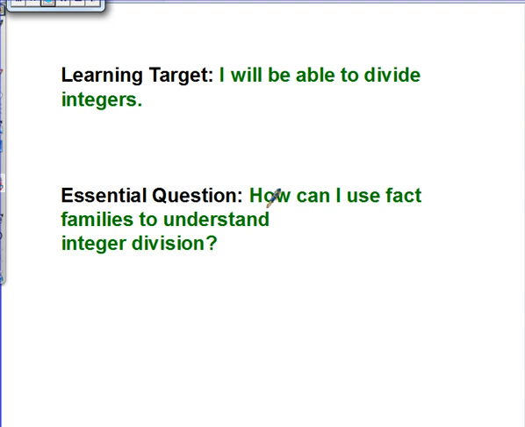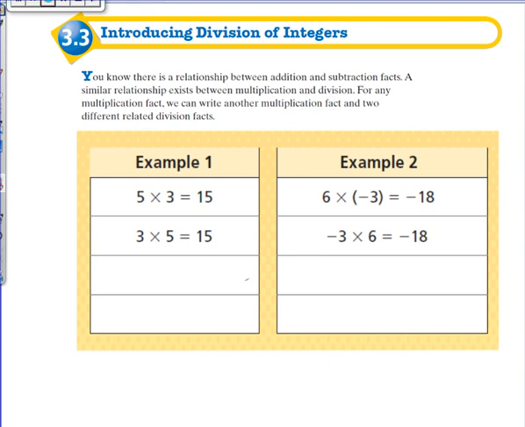Okay, welcome back. Like I said, we're going to be dividing integers, and just like we did with addition and subtraction, we're going to be using fact families to understand the relationship between multiplication and division. You know that there's a relationship between addition and subtraction facts. A similar relationship exists between multiplication and division. For any multiplication fact, we can write another multiplication fact and two different related division facts.